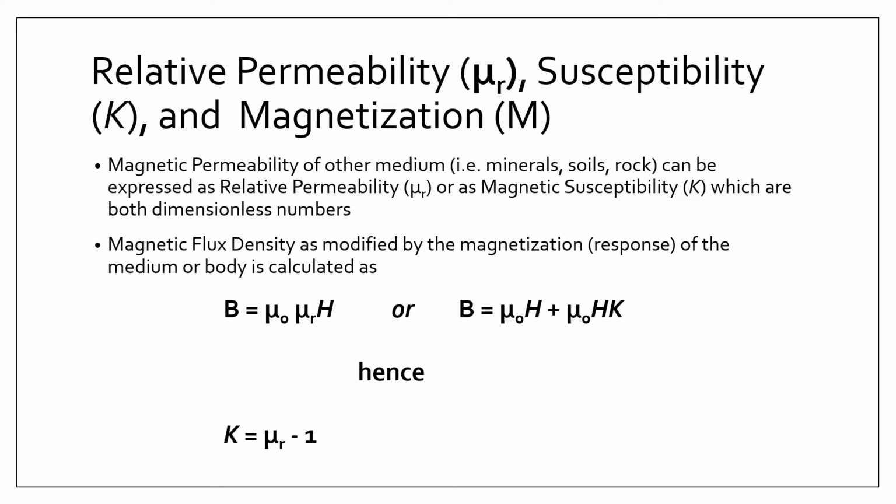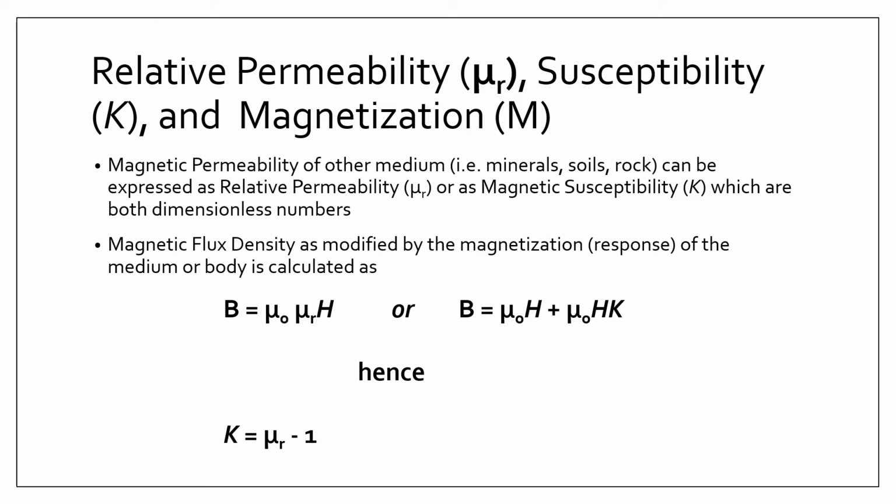When you are using relative permeability, or mu r, you can express the magnetic response of your material, or calculate the magnetic response as magnetic flux density, by multiplying mu naught, or the permeability of vacuum, times the relative permeability times the magnetic field, or H.